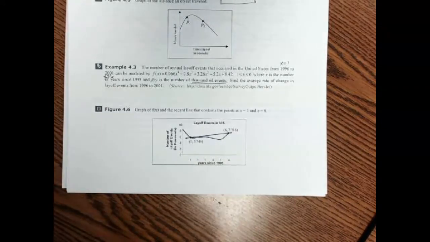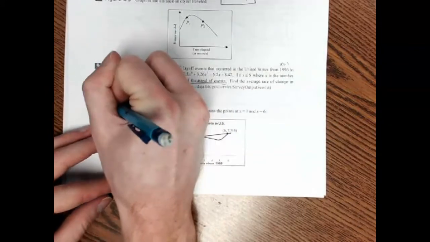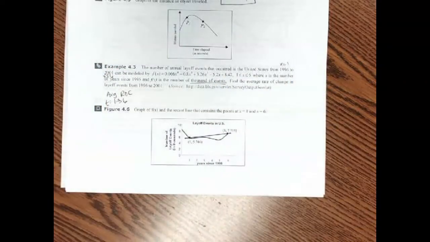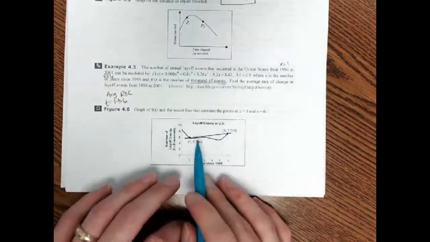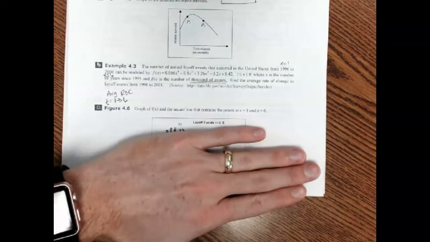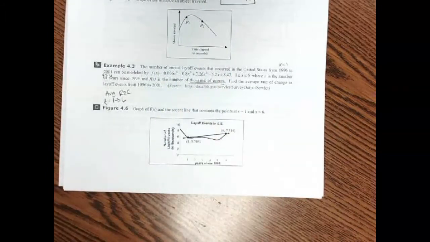Find the average rate of change in the layoff events from 96 to 2001. Okay, great. So it's average rate of change, so just your slope, and that's going to be from time equals 1 to 6. Very nice how it gave us the t-values translated for us. We can also see this graph is already labeled. If you didn't have the graph, of course, you would just type this function in, and then you would just evaluate that function.